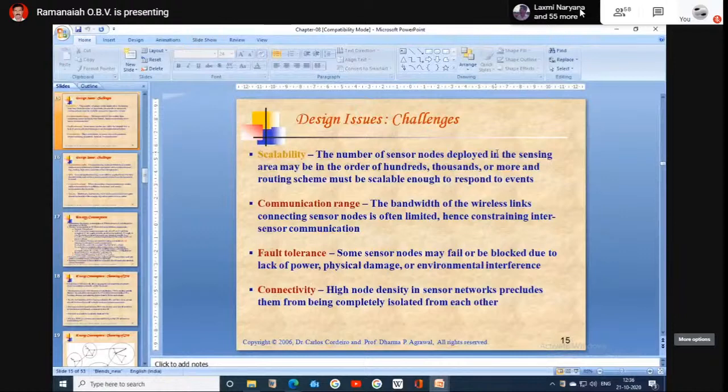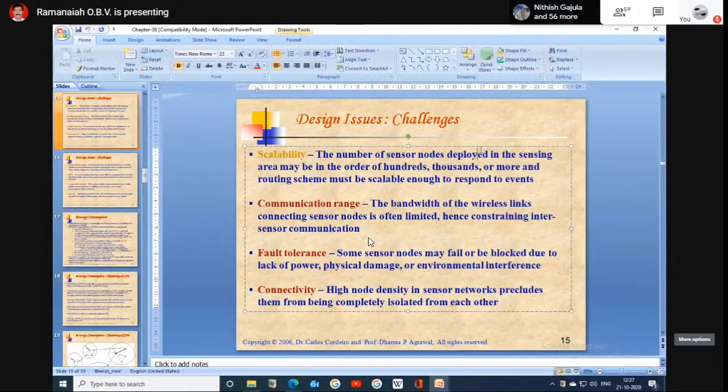Fault tolerance, reliability, error handling, or failure handling, rather. So that is important. So how to deal with this? Right? Then the connectivity. When there is high density, the nodes mostly interfere with each other. So how to minimize that interference and how to have interference-free transmission. That is another challenge.